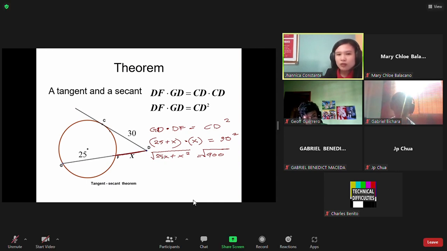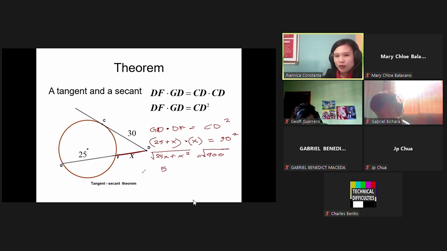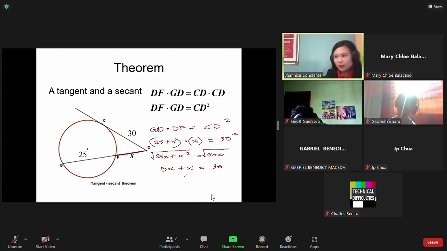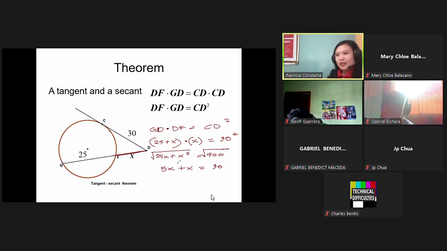So square root of 25 is 5. Square root of x squared is x. Equals square root of 900, which is equal to 30. Since we already removed the square root, we can now proceed in combining similar terms in our problem. So 5x plus x is equal to 6x equals 30.